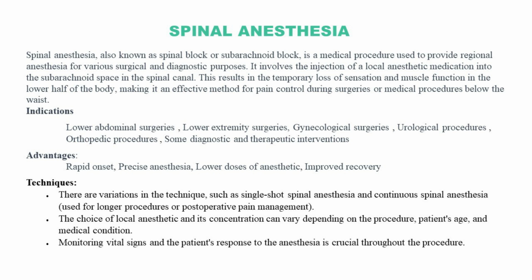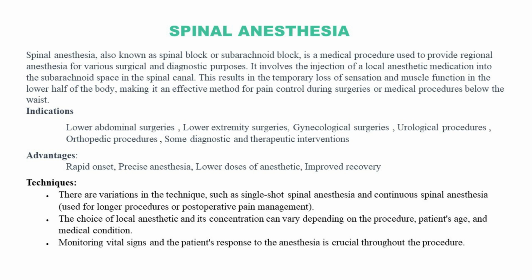Spinal anesthesia. Spinal anesthesia, also known as spinal block or subarachnoid block, is a medical procedure used to provide regional anesthesia for various surgical and diagnostic purposes. It involves the injection of a local anesthetic medication into the subarachnoid space in the spinal canal. This results in the temporary loss of sensation and muscle function in the lower half of the body, making it an effective method for pain control during surgeries or medical procedures below the waist. Here's a more detailed explanation of spinal anesthesia, including its indications and techniques.